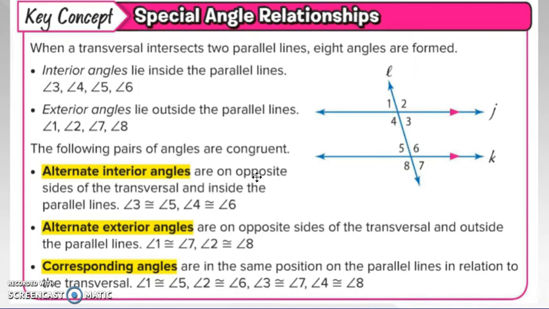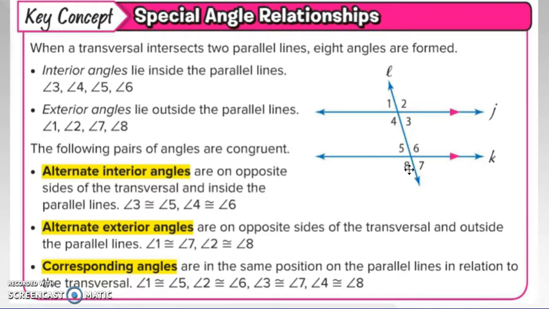Similarly, with alternate exterior angles, now we're talking about the exterior, 1, 2, 7, and 8. 1, we're going to compare with 7 because they are on opposite sides of that transversal. They're both exterior. 2 would be alternate exterior with 8.